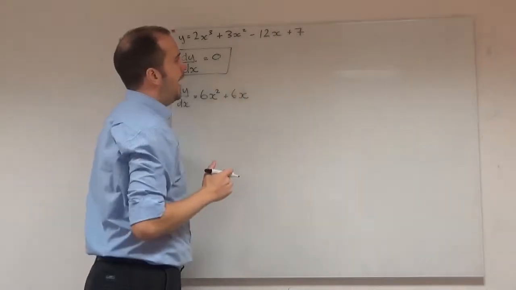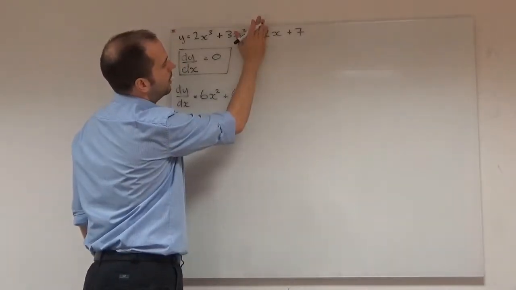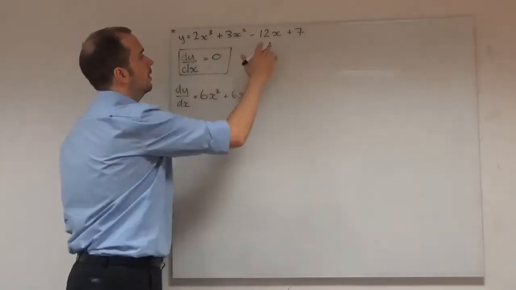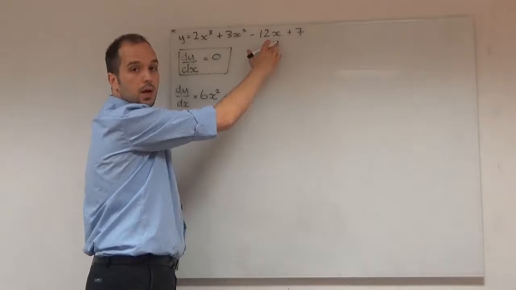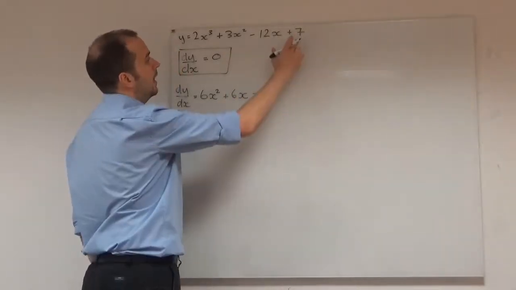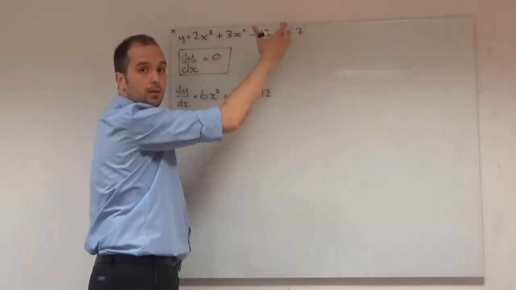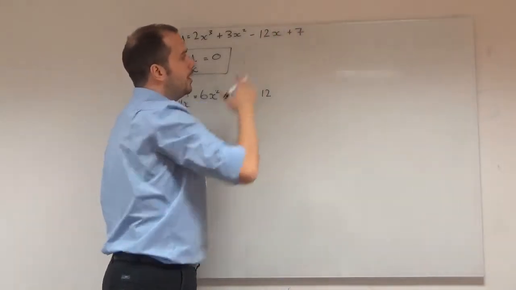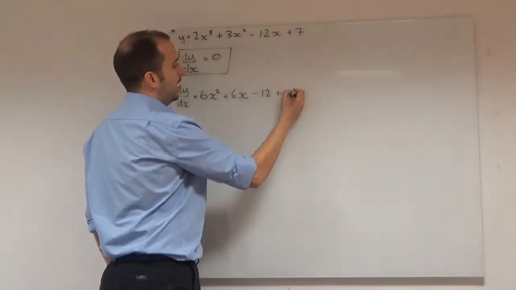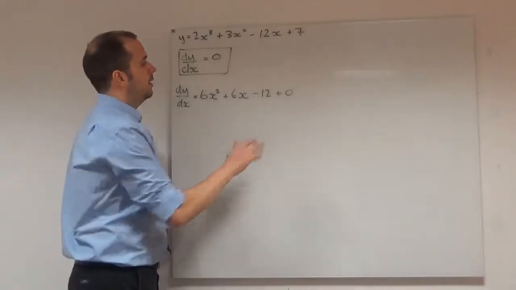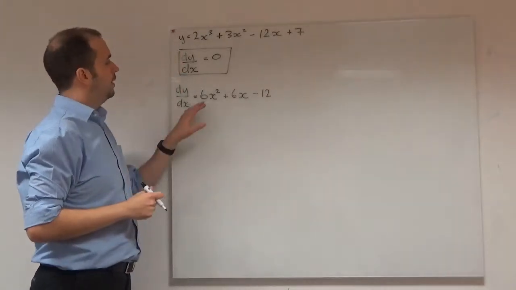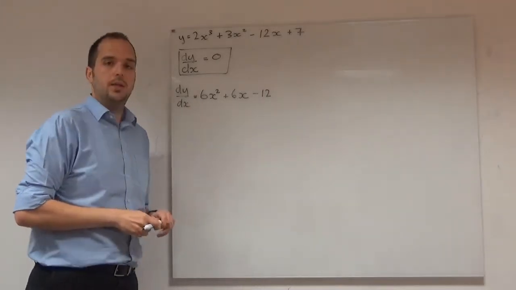Now, looking at this next term, we have minus 12x. When we differentiate x, so if we just forget about that minus 12 for now, we just get 1. So this leaves us with minus 12 times 1, which is just minus 12. And when we differentiate a constant, so 7 is just a constant, we get 0. So we could put in a plus 0 at the end here, but it doesn't add anything, so we'll just leave that out.